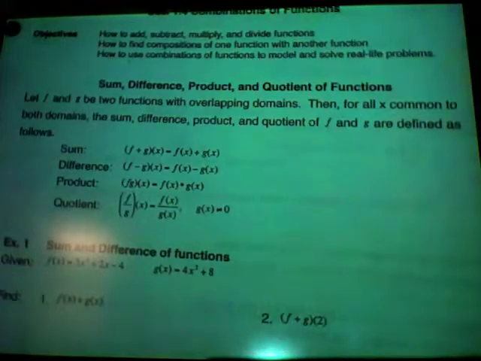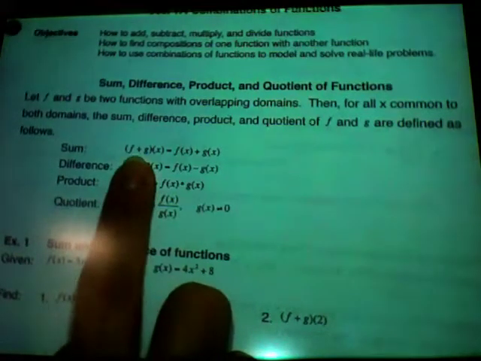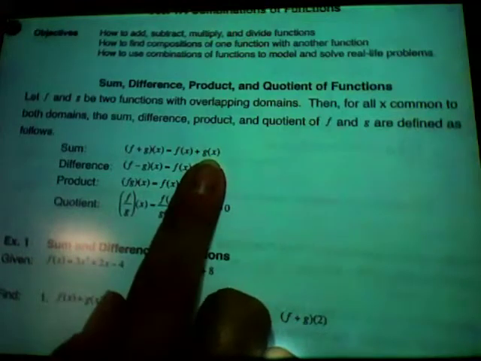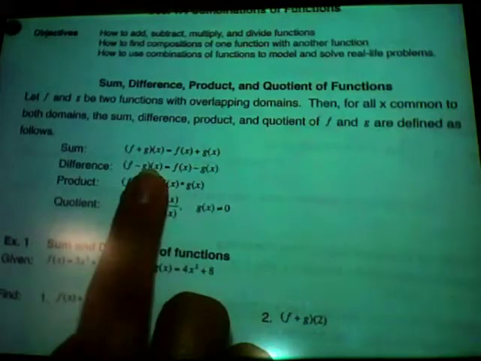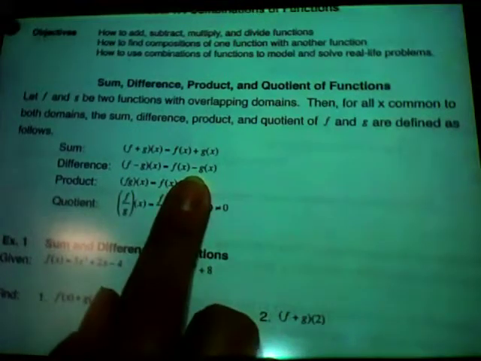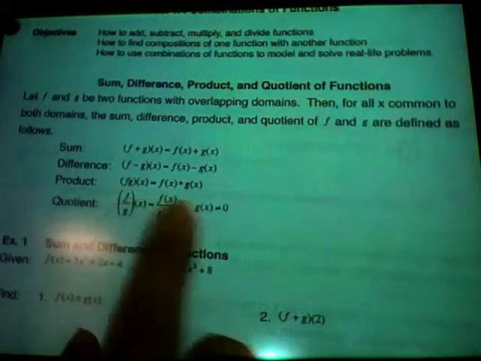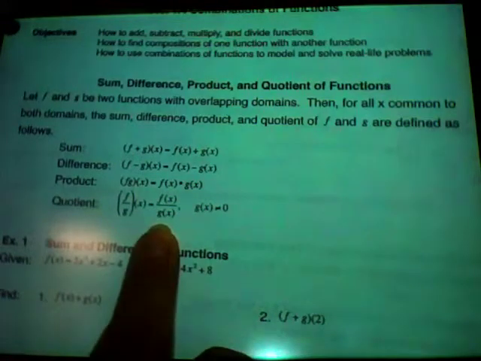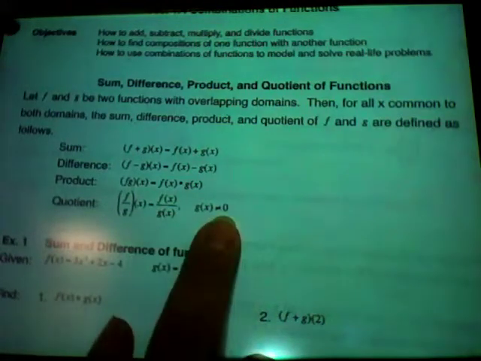All right, so here is the sum of two functions. If you see this notation, f plus g of x, they're asking you to take the function of f and add it to the function of g. If you see f minus g of x, subtract the two functions. If they're being multiplied, multiply the two functions together. If they're being divided, divide the two functions, bearing in mind that the g function cannot have a value of 0. Why? It's in the denominator.